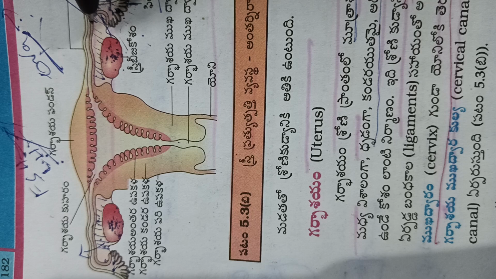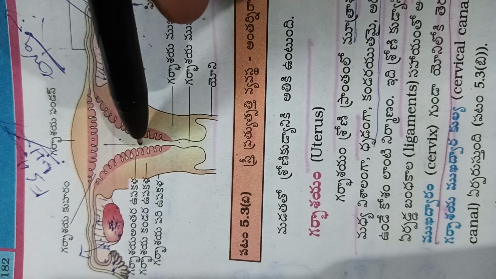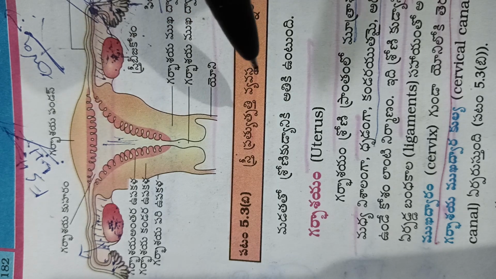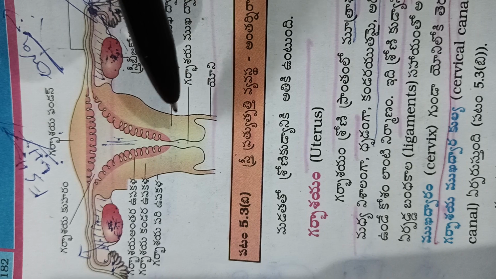So this is all about the fallopian tube. And next one is the uterus. See, this part is called the uterus. Generally we call it the uterus. The uterus is generally present in between the urinary bladder and rectum.